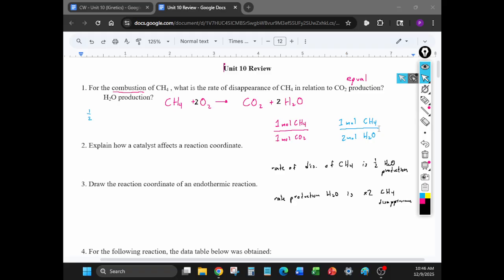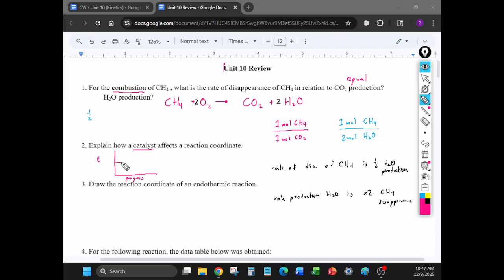Okay, let's go to number 2. Let's talk about a catalyst. If you remember, a catalyst is a compound that supports or that increases the rate of a reaction. But let's talk about how it affects a reaction coordinate. So if you remember, you have a reaction coordinate, and this is going to be the energy in the system, and then this is going to be the progress of the reaction.